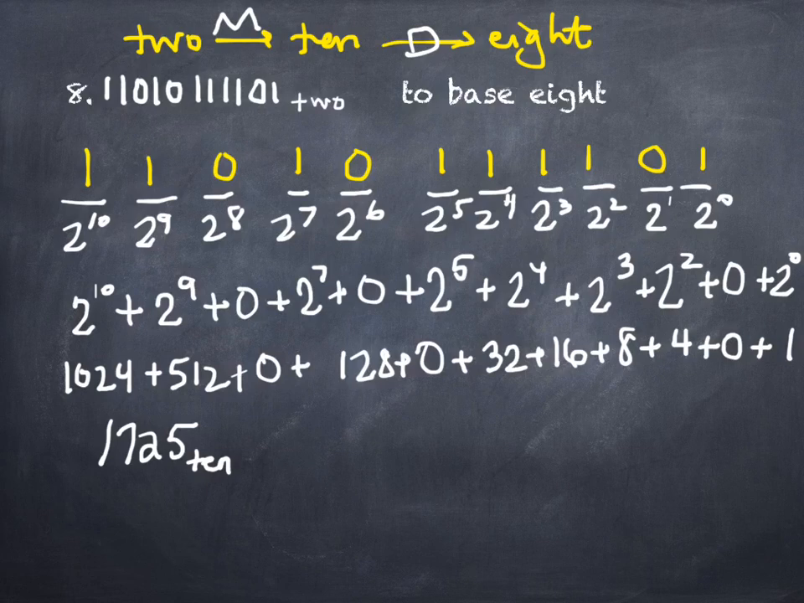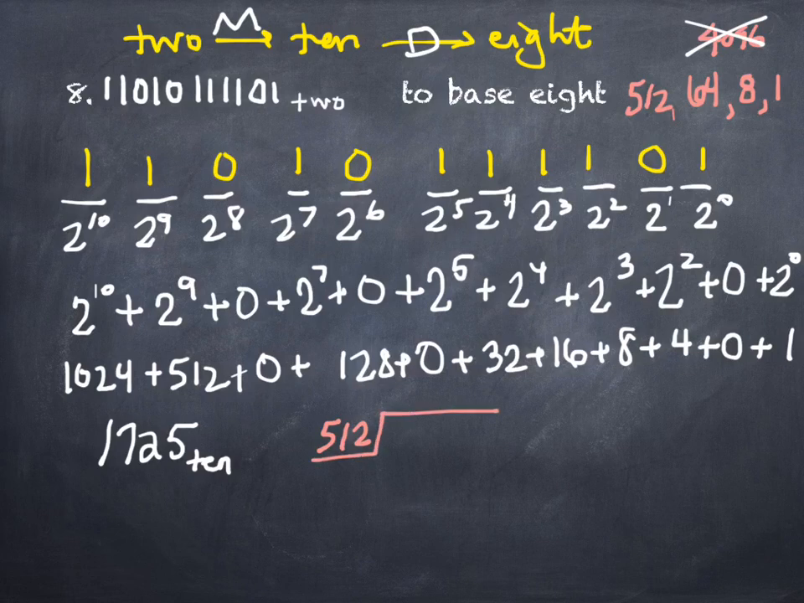So let me change color just because I'm going to run out of space here and I don't want it to get confusing. Base 8 is going to have powers of 8. We're going to start with 1 and 8, of course. And then 8 times 8 is 64. And if we do 64 times 8, I get 512. 512 times 8 is 4096, and I am too large because my number is only 1725. So I will start. I don't have to do quite as much division as I have on some of the others. And I'm going to divide 512 into 1725.